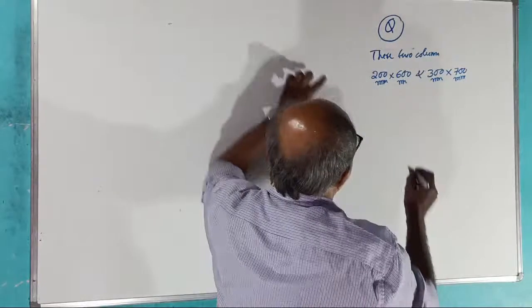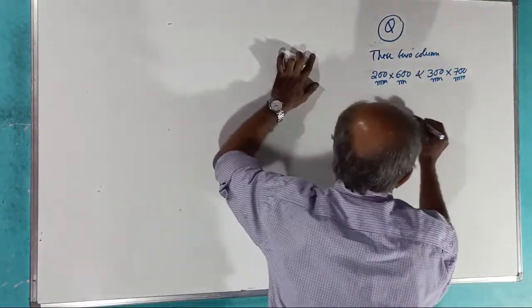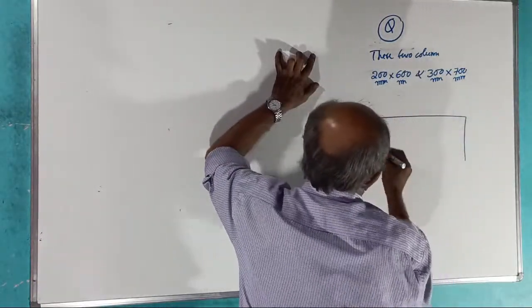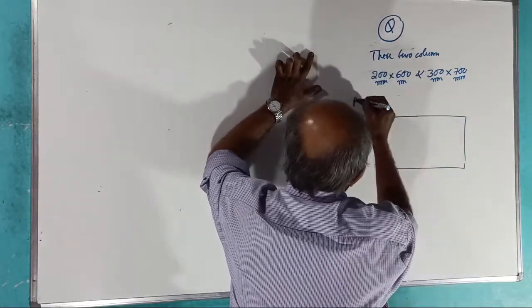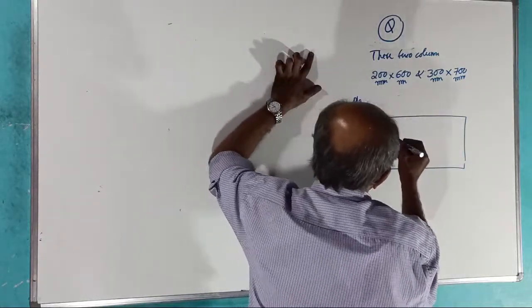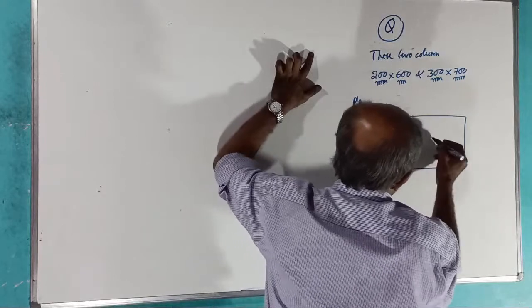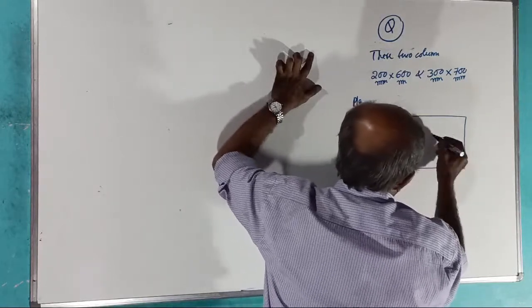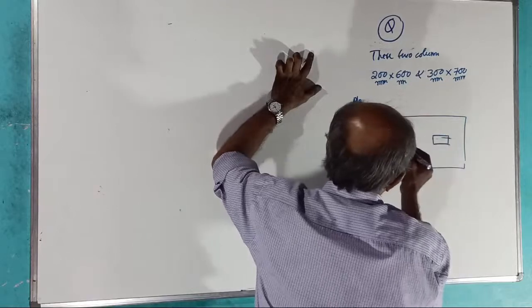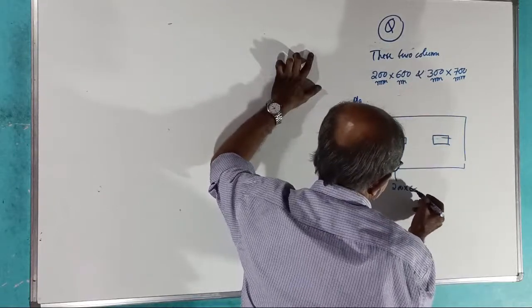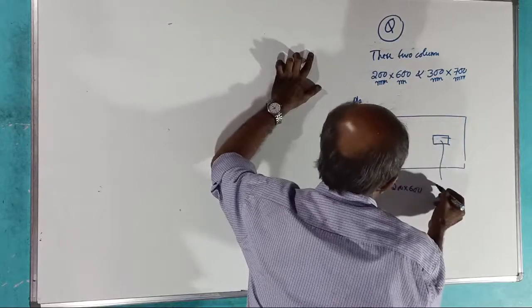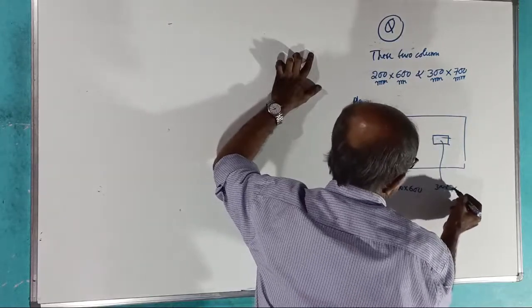Now, how they are placed is here. I am not telling you whether it is beam and slab type. We don't know. Only the plan I am giving. See, one column is placed like this. The other column is placed like this, a little bigger. Okay, this way. This is the first column of 200 by 600 millimeter. This is the second column of 300 by 700.